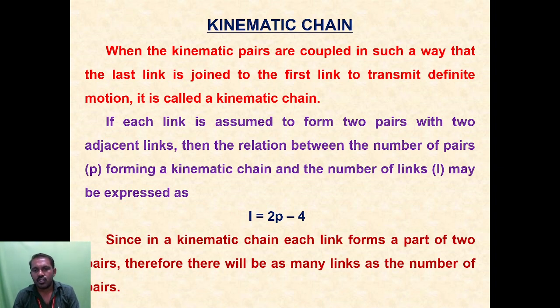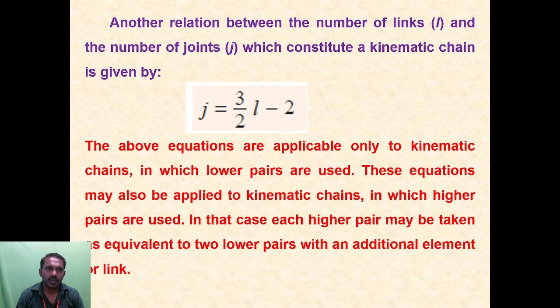If each link is assumed to form two pairs with two adjacent links, then the relation between the number of pairs forming a kinematic chain and the number of links may be expressed as L = P - 4. Here P is the number of pairs and L is the number of links. Another relation between the number of links and the number of joints which constitute a kinematic chain is J = (3/2)L - 2. Here J is the number of joints, L is the number of links.